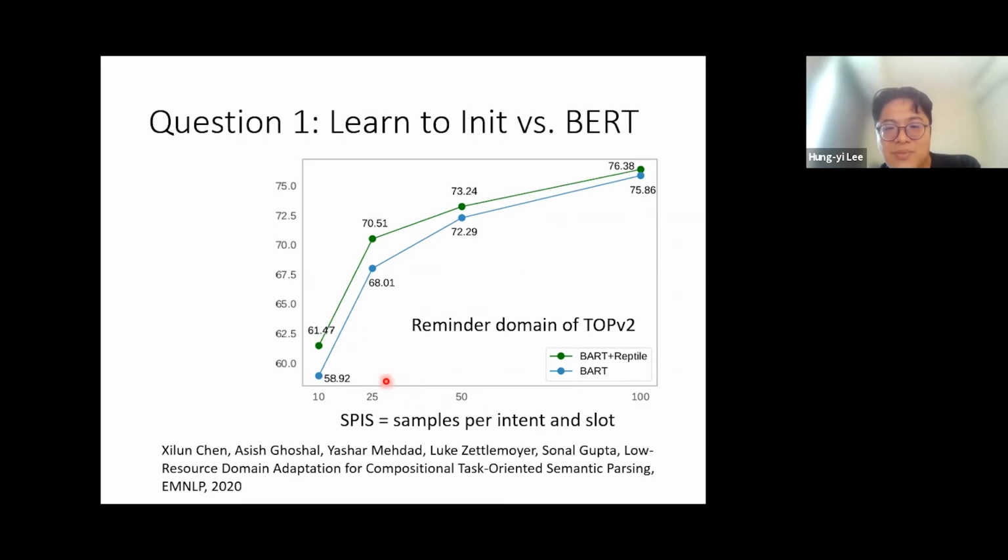The blue curve is the result of BART. Remember that? We talked about BART last Friday. BART is a pre-trained sequence-to-sequence model, so it can be used to initialize a parser. As I said, a parser is a sequence-to-sequence model today. Then if you further apply Reptile, a variant of MAML which can be trained faster, you can find that the green curve, the result of Reptile, is better than BART in all the different cases. And if you have little data, the improvement is more significant.